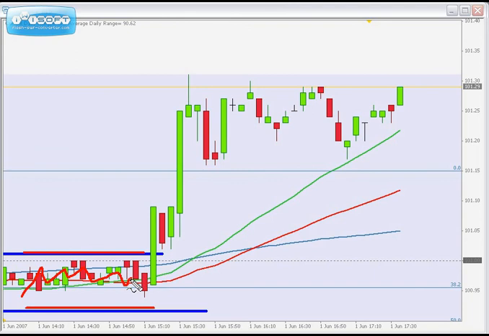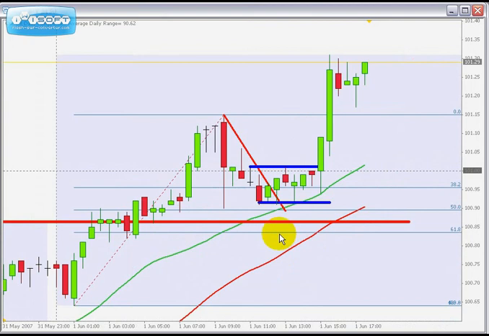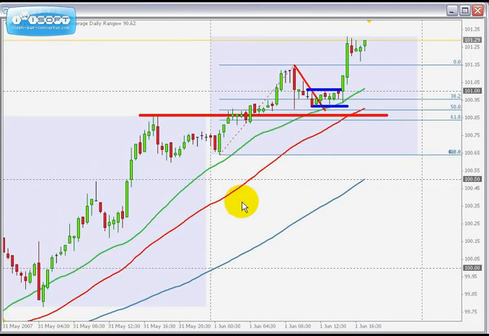Breakout to the upside, retrace, continuation. My entry would have been right there, my stop loss would have been right there, and as you can see, it's been a winner. I didn't take the trade, like I said, so I didn't profit because of my own money management rules, but nonetheless the analysis from a technical point of view was valid.